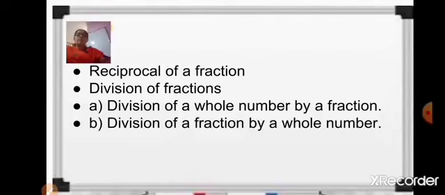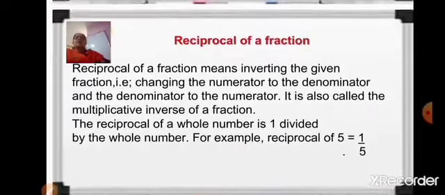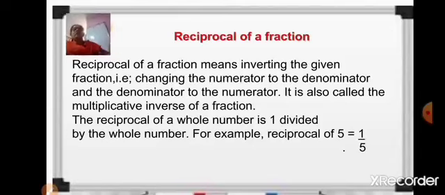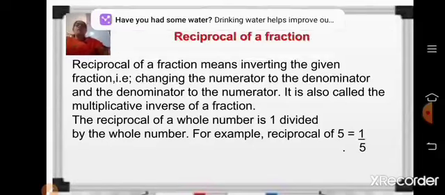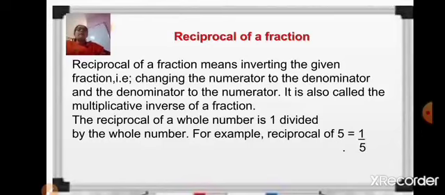Now see the first and the second point: the first one is division of a whole number by a fraction and the second one is division of a fraction by a whole number. Okay, let us continue with the first point, that is reciprocal of a fraction. Now, what do you mean by reciprocal? Reciprocal of a fraction means inverting the given fraction, that is changing the numerator to the denominator and the denominator to the numerator. And it is also called the multiplicative inverse of a fraction.